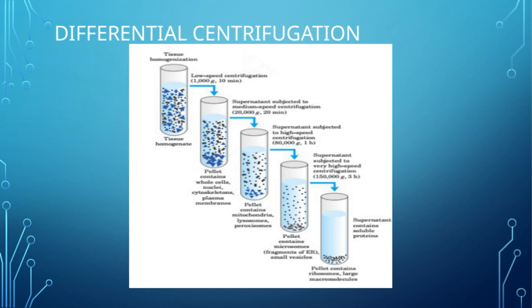By carefully adjusting the speed and duration of centrifugation, we can selectively isolate specific organelles or structures. This method is powerful because it allows us to break down complex mixtures into more manageable, purified components. It's a cornerstone technique that helps us understand the structure and function of cells in much greater detail, tying into our broader goal of exploring cellular organization and function.